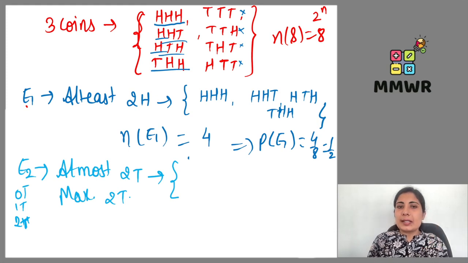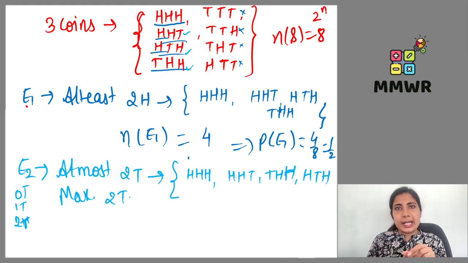We will have to list all the outcomes with 1 tail, that means triple H. 1 tail outcomes are these, right? Double HT, THT, sorry, T double H and HTH. Now these are the 1 tail ones. Those are the outcomes with 1 tail.